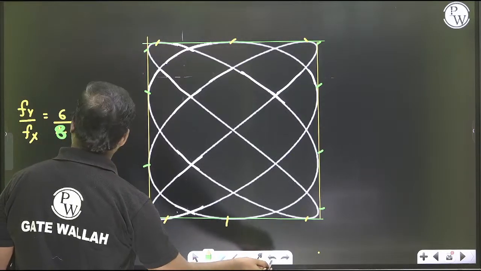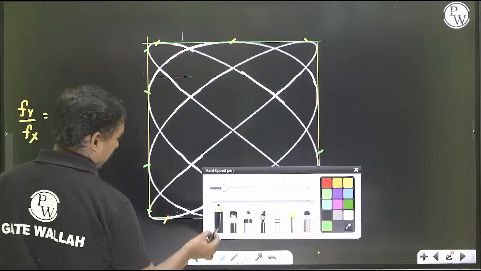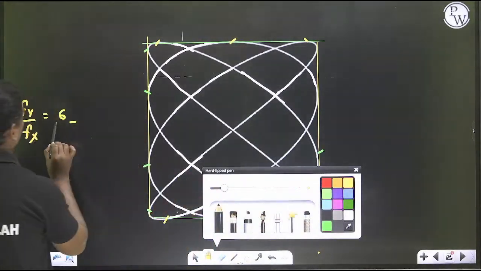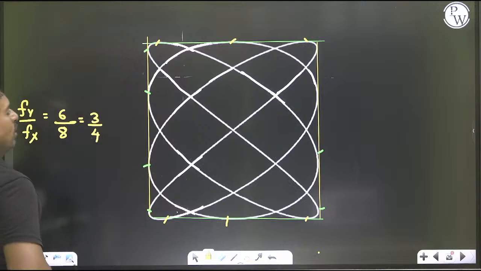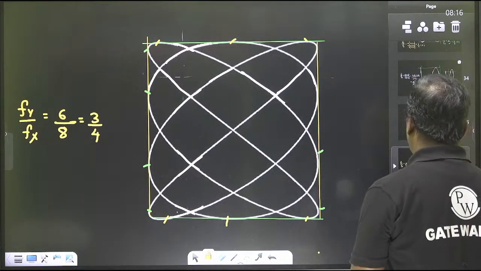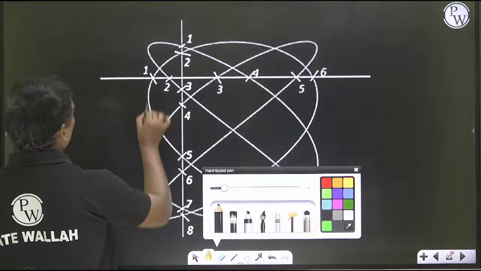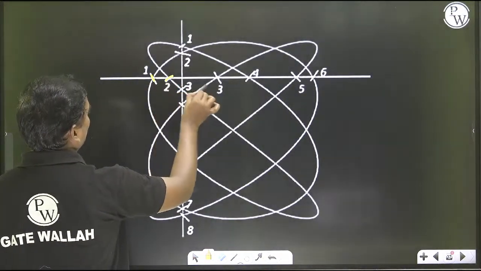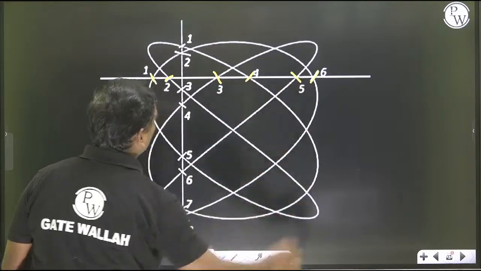Am I right? So this is 6 by 8. If you take the 6 by 8, this is 3 by 4. Or if you go with the other method, the intersections method, you see the intersection points, horizontal intersections, 1, 2, 3, 4, 5, 6.